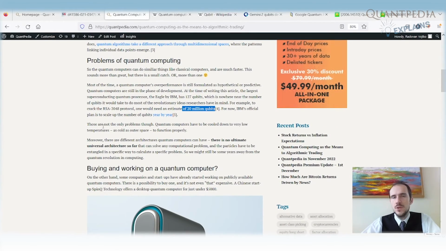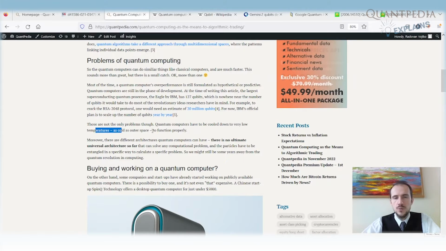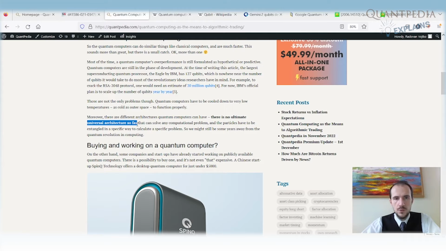But it's not just the one problem. There are also other problems. Quantum computers have to be cooled down to very low temperatures to function properly, which is really, really hard. And there is another very important problem: there is no ultimate universal architecture of quantum computers so far. So what does that mean?